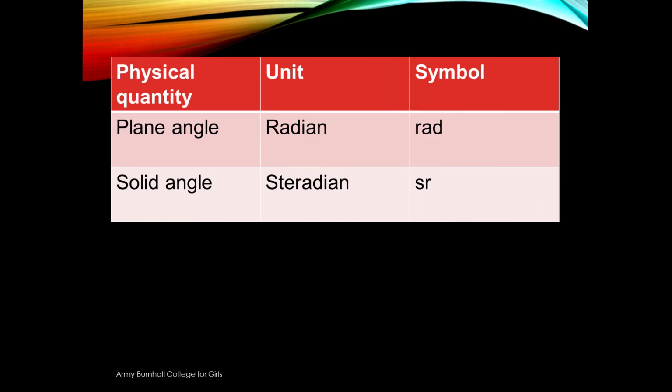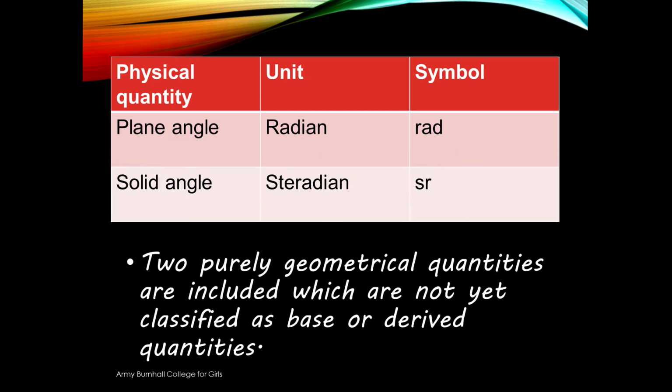We have discussed this thing that physical quantities are those quantities which can be measured or quantified. We have discussed about base physical quantities as well as derived physical quantities. We are yet having another class of physical quantities which are two purely geometrical quantities which are not yet classified as base or derived quantities. First one is plane angle, which has the unit radian and symbol rad. Second physical quantity is solid angle, which has the unit steradian and symbol sr.